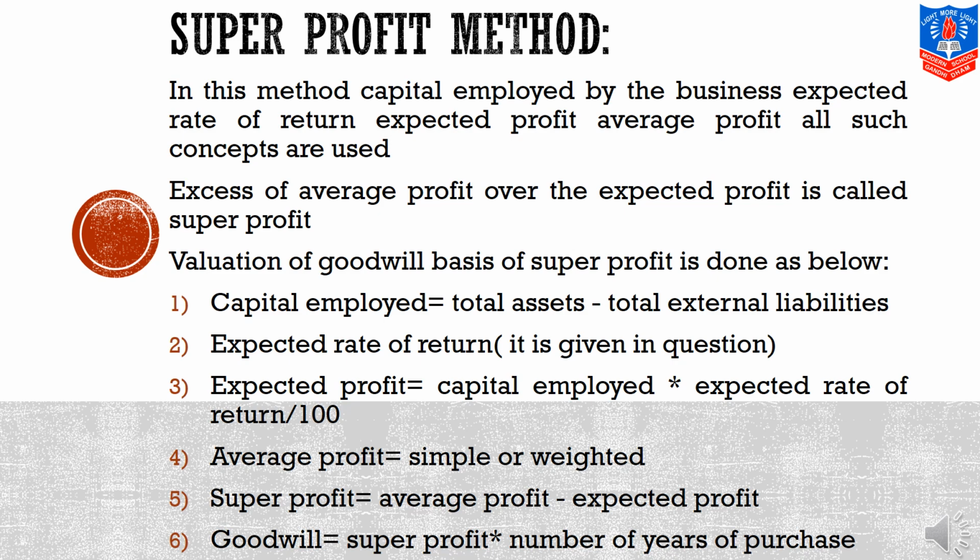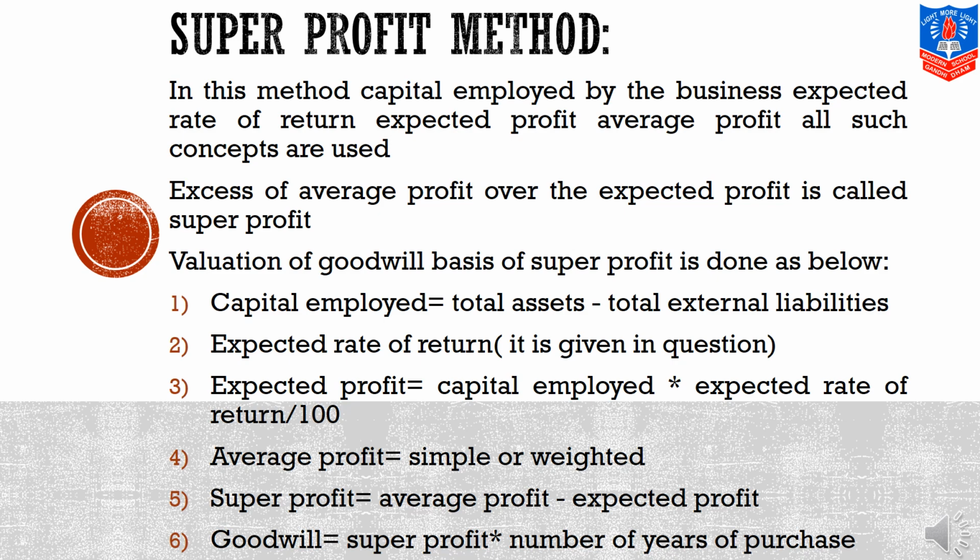Now, about the super profit method. Under this method, capital employed by the business, expected rate of return, expected profit, and average profit, all these concepts are used. One more thing to keep in mind: the excess of average profit over expected profit is called super profit. To calculate goodwill under this method, 6 steps are to be followed.